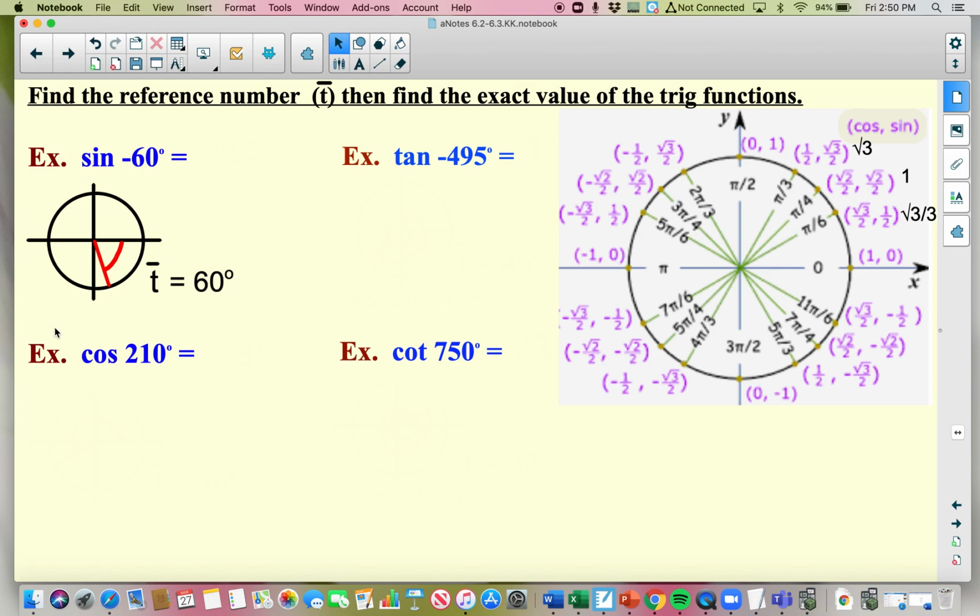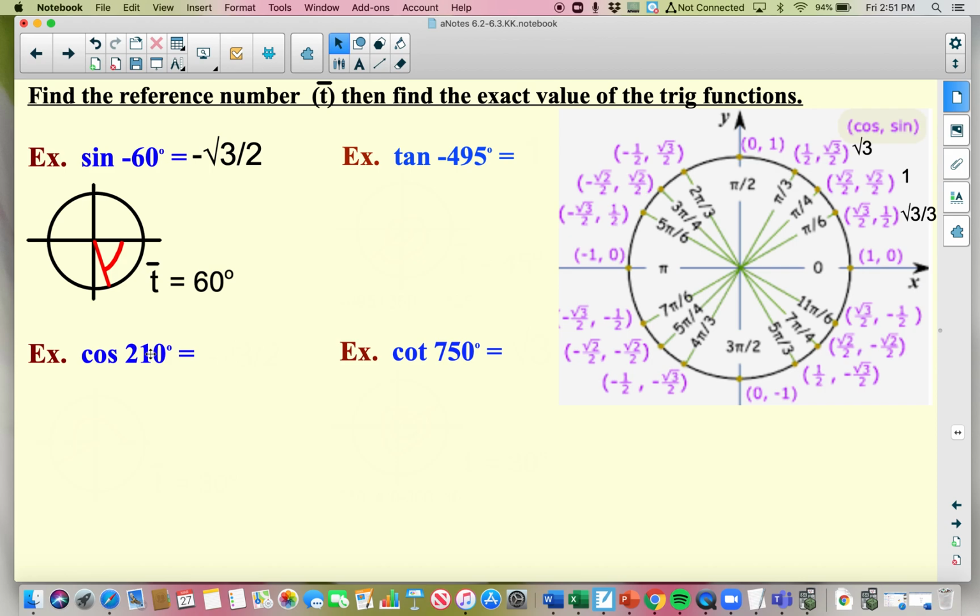Okay, now what's nice about reference numbers is it's going to give you an angle in the first quadrant. So if you just know your first quadrant angles and the sine and cosine values respectively, and tangent I should say, you'll be good to go. So for example, if I go to 60 degrees, which is the same as pi over 3, I know the cosine and the sine value right here, and it's asking me for the sine of negative 60. Well, if the sine of 60 is the square root of 3 over 2, the sine of negative 60 down in the fourth quadrant, because sine is negative down there, is just going to be the negative square root of 3 over 2.